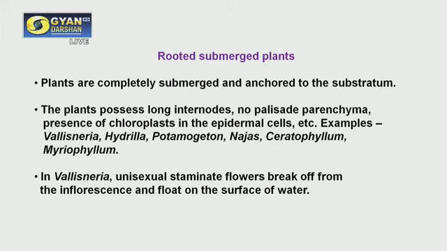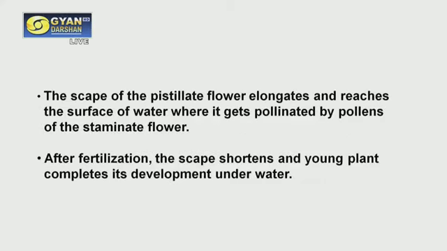In Vallisneria, unisexual staminate flowers break off from the inflorescence and float on the surface of the water, and then the scape of the pistillate flower elongates and reaches the surface of water, where it gets pollinated by the pollen of the staminate flower. So they have two different types of flower, the staminate flower and the pistillate flower. What is the peculiarity of the pollination?